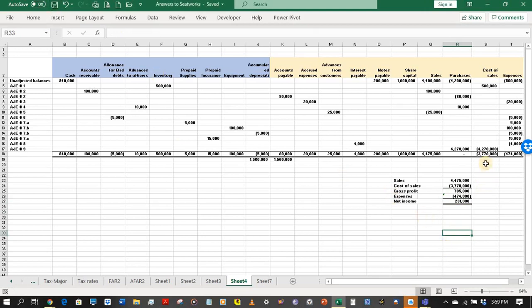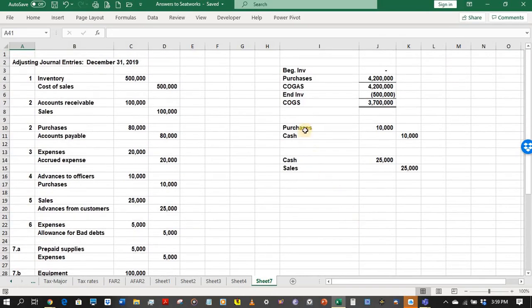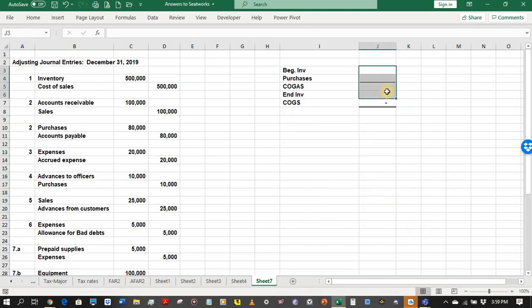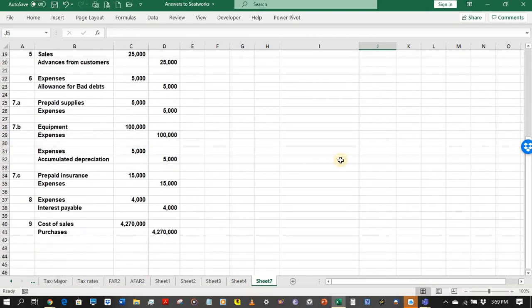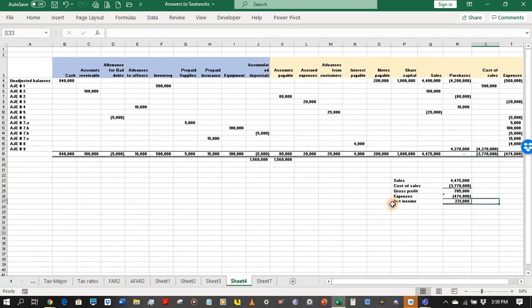Sa game, check natin kung tama yung cost of sales na 3,770,000. Based dun sa computation ng cost of sales. So, using this formula, wala tayong beginning inventory kasi kakastart lang natin. Then, ang adjusted purchases is 4,270,000. Yan yung sinara ko lahat sa cost of sales. Kaya, ang cost of goods available for sale natin is 4,270,000. Then, may ending inventory tayo na 500,000. Kaya, ang cost of goods sold natin is 3,770,000. At yan yung nasa table natin, 3,770,000.